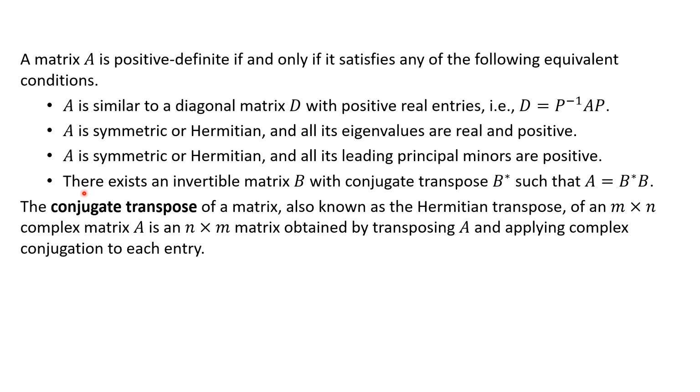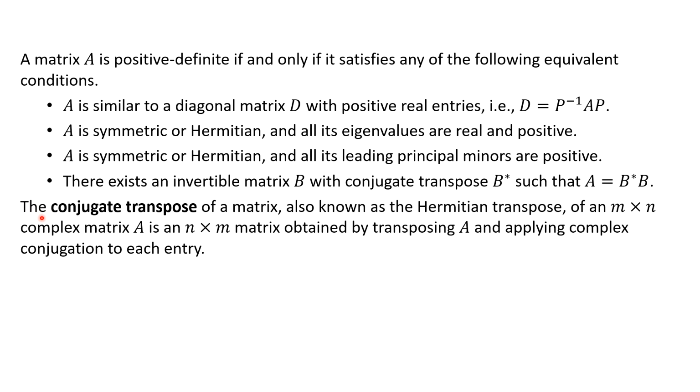Then the last equivalent is there exists an invertible matrix B with conjugate transpose B star such that A equals B star B. Okay, so all four of these are equivalent to A being positive definite.